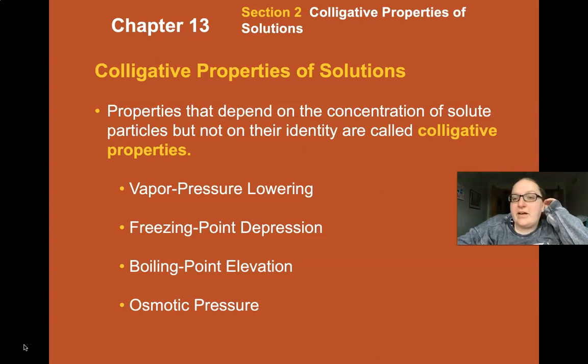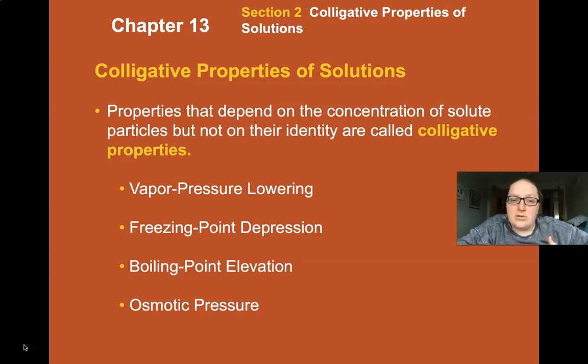This is going to be our topic of colligative properties, which are properties of solutions that depend on the amount of solute particles present, but not on what the solute is. So in other words, we don't necessarily care about sugar versus salt, but we do care about the molality of the sugar that's present. And so we'll see how to do that.